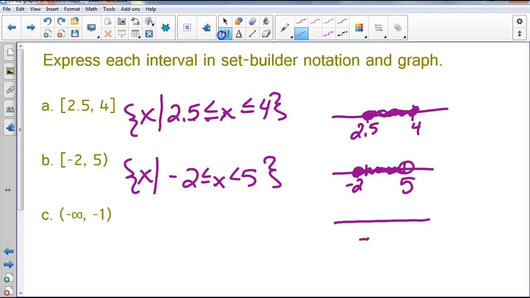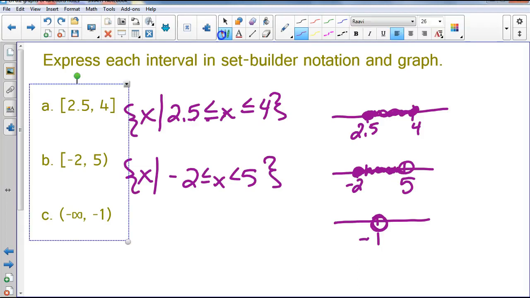So I have the point -1. And because -1 has a parentheses around it, it's going to be an open circle. But then I look and see, okay, so it's going towards negative infinity. That's to the left of -1, so I'm going to shade to the left. That's where all the negatives keep going. So in set notation, you have x is a solution such that x is less than -1. All the points to the left are less than -1. And that's it.